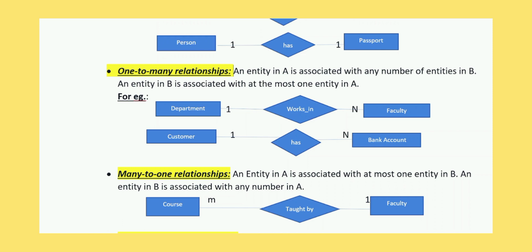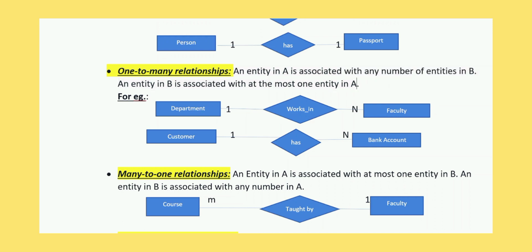So, the definition of this one-to-many relationship is: an entity in A is associated with any number of entities in B. And if you move towards the right side, then the definition is: an entity in B is associated with at most one entity in A. So from entity set A to B I have mentioned the definition, and from entity set B to A I have also mentioned the definition here. Fine.